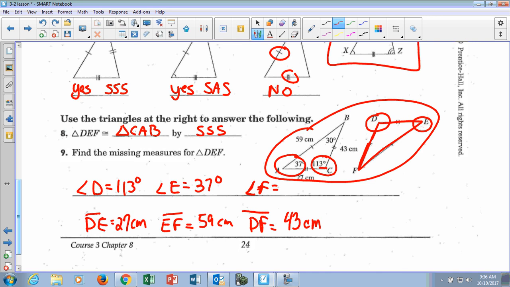So what does that leave us? What's angle F? 30 degrees. So you just kind of see how we did process of elimination there? And just dwindled it down.